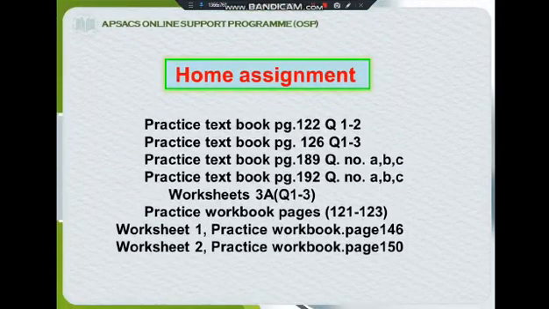Now the time for home assignment. Here are the page numbers of your textbook and workbook and the question numbers. Do your work neatly and according to the instructions given in the textbook or workbook in the questions.